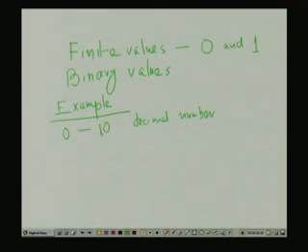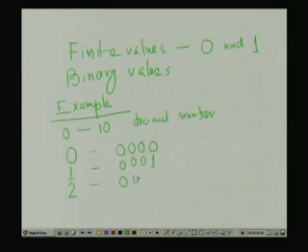Now, say I will use 4 digits, using only these 2 values. So 0 means all 0s. These are digital bits, so 4 digital bits I am using. 1 means 0001. Now, 2 means, say, 0010.